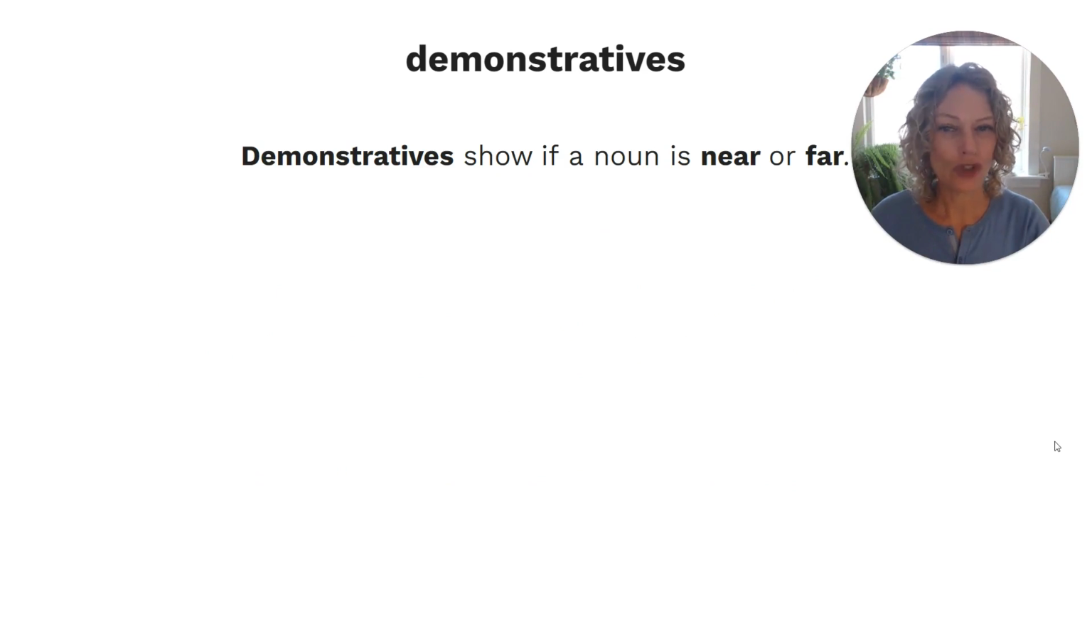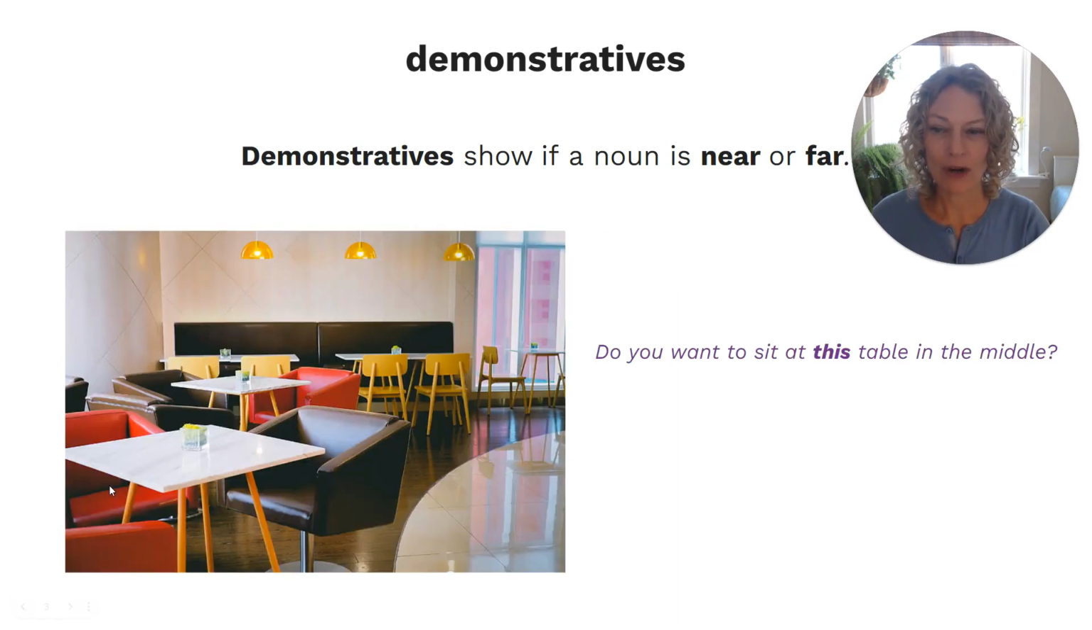So demonstratives show if a noun is near or far from the speaker. So let's imagine we're in this restaurant here, and you and I are standing close to the front of the picture by this black chair here. So I might say to you, do you want to sit at this table in the middle? And when the listener hears the demonstrative this, they know to look close by to where the speaker is speaking, because this means near to the speaker.